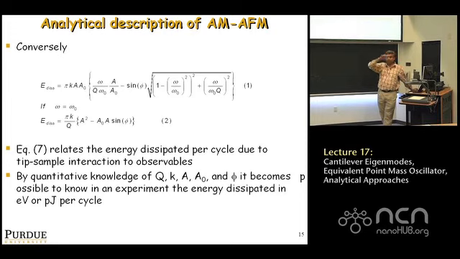If you've got a map of A, a map of A0, a map of phi, how do you combine the maps to get a map of E dissipated in numbers, in electron volts, in picojoules over the sample surface? Beautiful stuff, I just find it amazing.